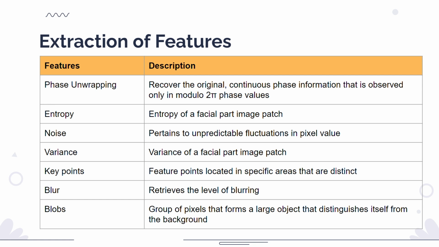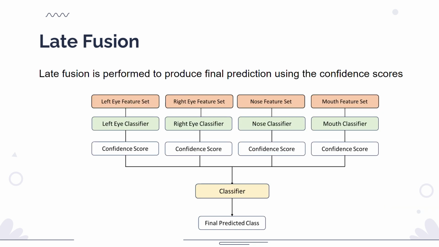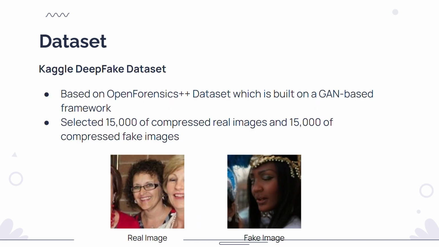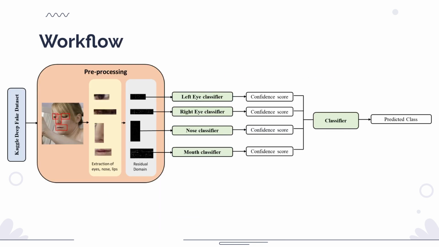Variants are added in the feature sets relating to the research on image forgery detection. Each feature set is created and used to train the random forest classifiers, which produce confidence scores. The late fusion technique is used to combine confidence scores in outputting the final predicted result. The dataset that is used to train the model is the Kaggle Deepfake dataset, which is based on the Open Forensic dataset. The diagram depicts the overall workflow of the proposed detector.